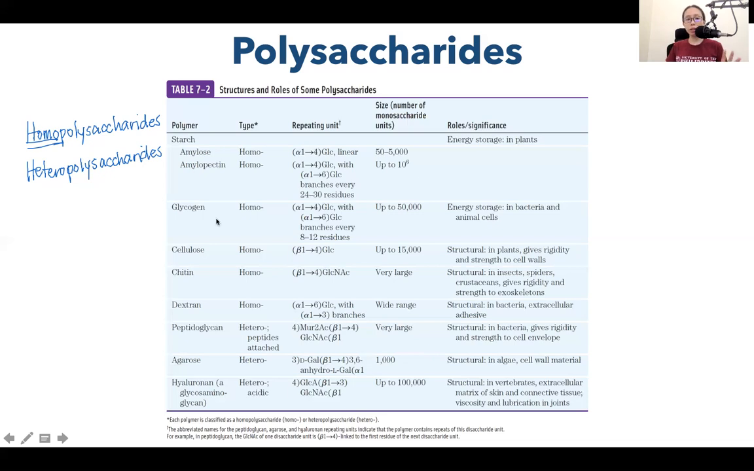Starch and glycogen, they are storage of energy, right? Cellulose, chitin, these are for structural support in plants and your crustaceans. Peptidoglycans are also structural polysaccharides. They are part of your bacterial cell wall. Hyaluronan, a glycosaminoglycan. So from the name itself, it's composed of carbohydrates and proteins. So this is also structural, found in vertebrates.